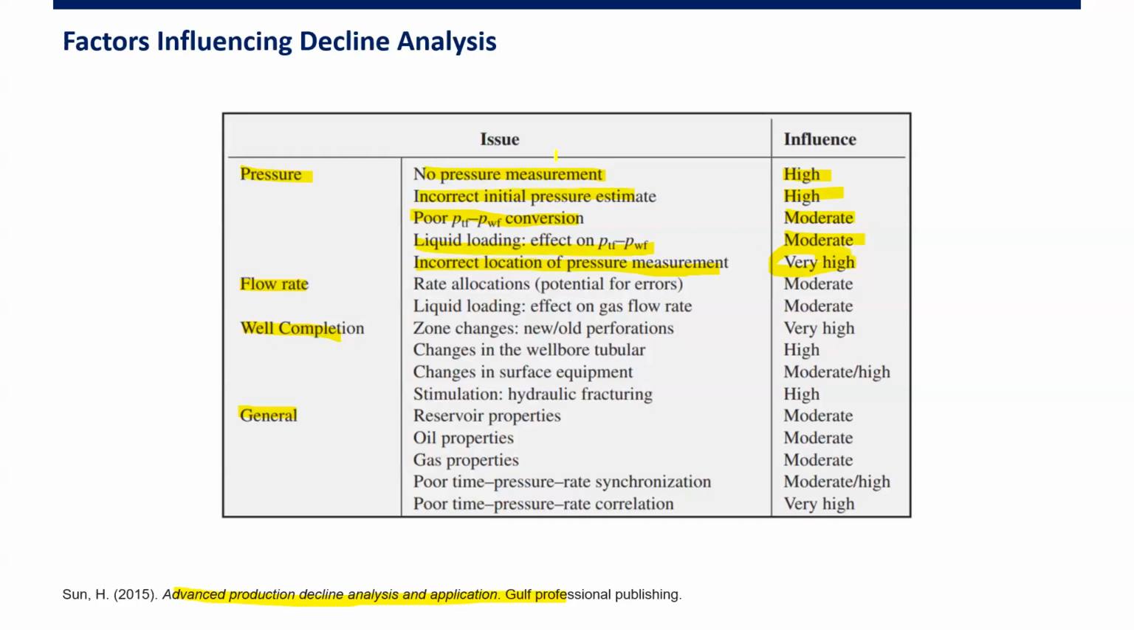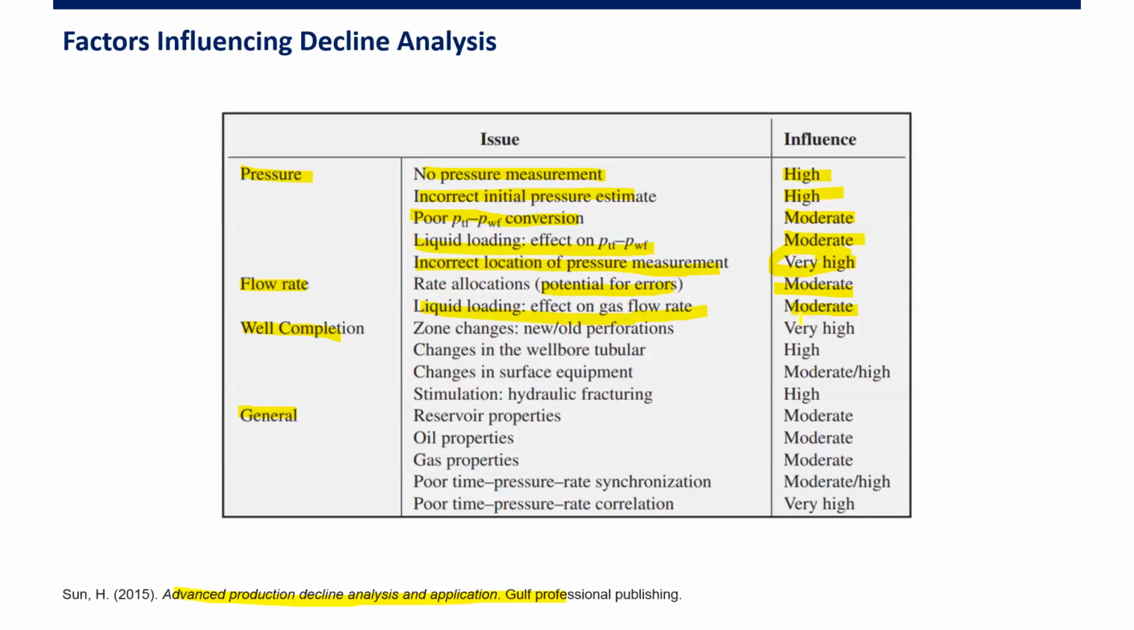Okay, and then now flow rate allocations. It's a very normal thing to have. We have some problems with rate allocations, which have potential for errors. It will moderately affect your analysis. Again, liquid loading, which will affect the gas flow rate measurement. It will also disturb your analysis moderately.